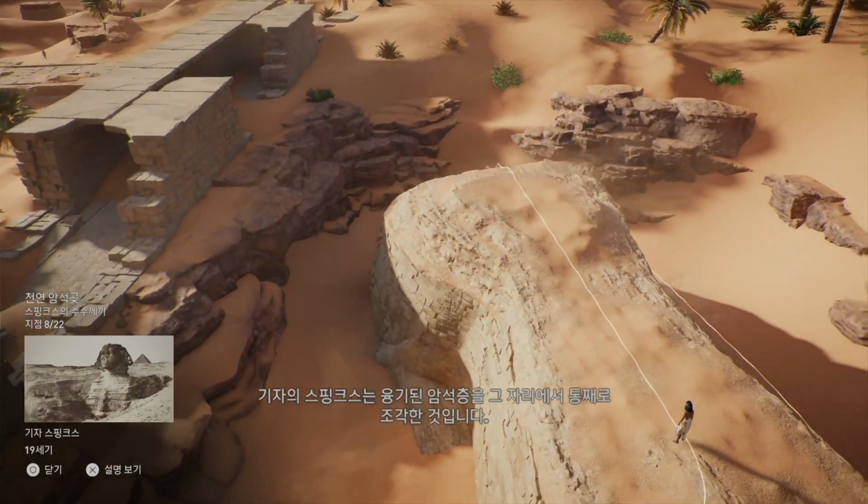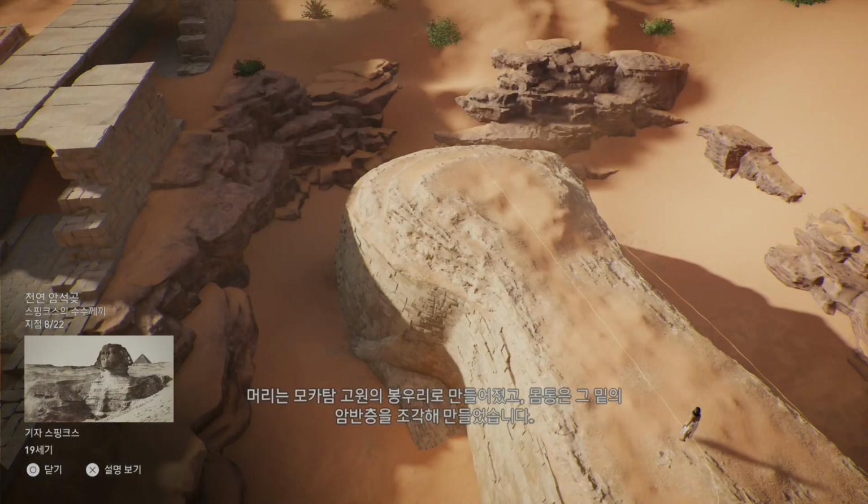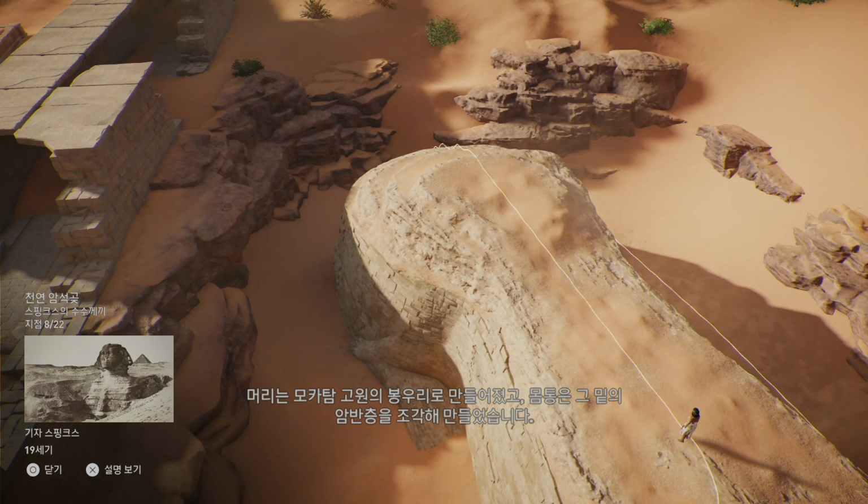The Sphinx as a whole was carved in situ from a natural stone promontory. Its head was built in a limestone peak of the Mukutam Plate, and the body was sculpted in the underlying rock layer where it is located.